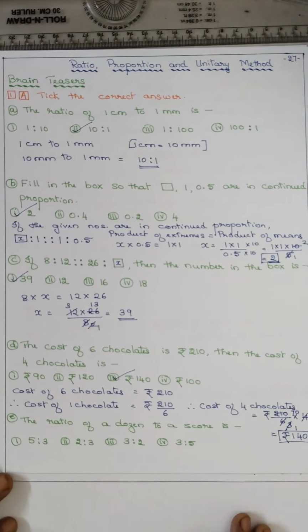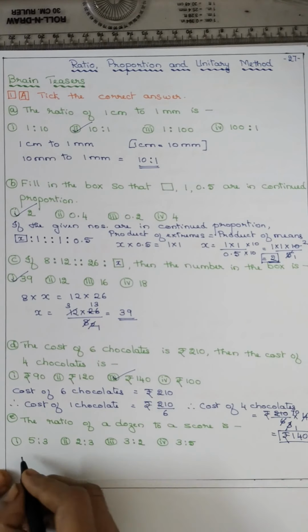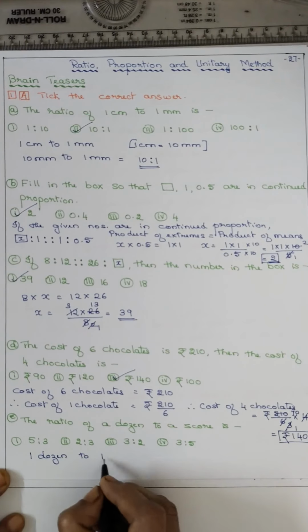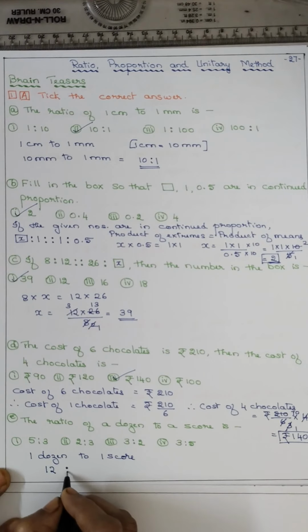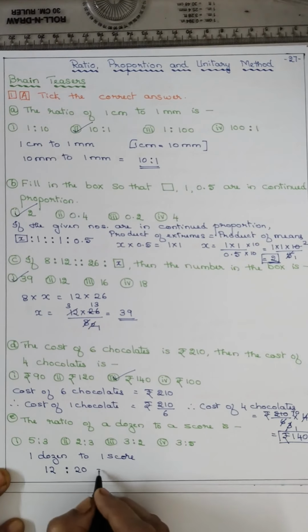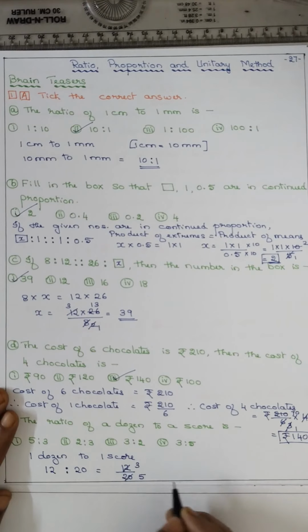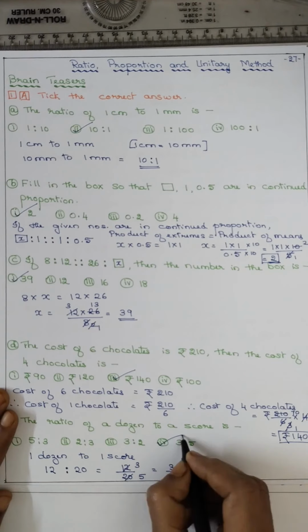Okay. Now coming to the last, the ratio of a dozen to a score. 1 dozen to 1 score. Means dozen is 12, is to score is 20. So it will be 12 by 20. 4 3s are 12, 4 5s are 20. So 3 by 5. So you get the ratio 3:5. That is the fourth option.